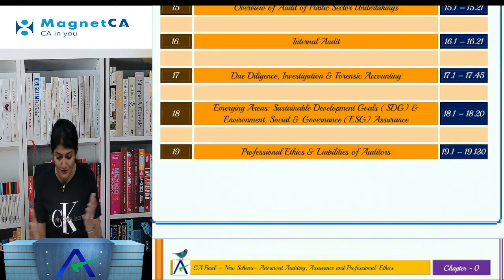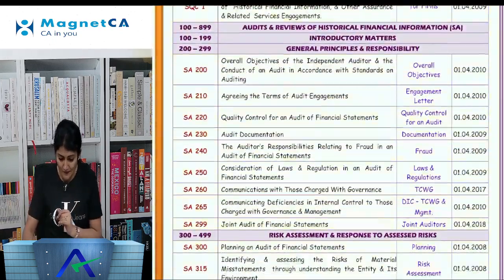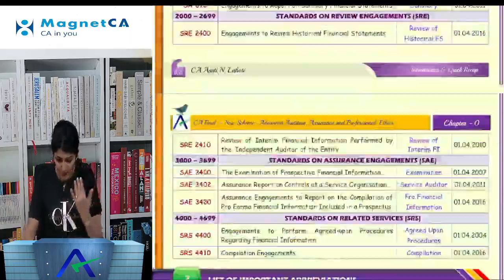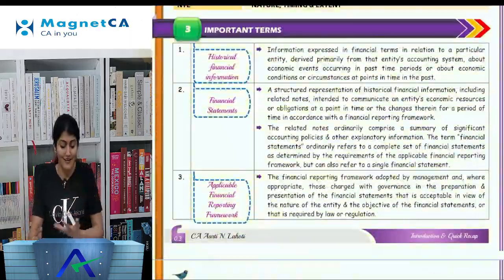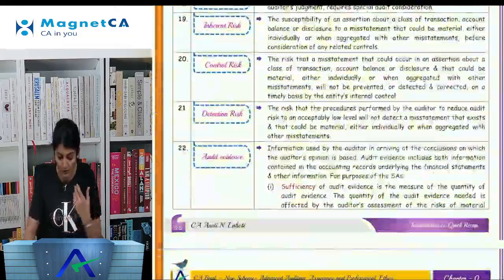And then you have your chapter on ethics and the liabilities of the auditor. So this is your chapter 0, wherein you have the list of all these standards and, as I said, all the important terms for your quick revision over there.